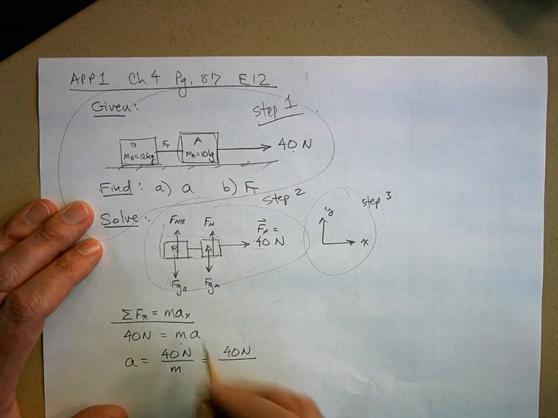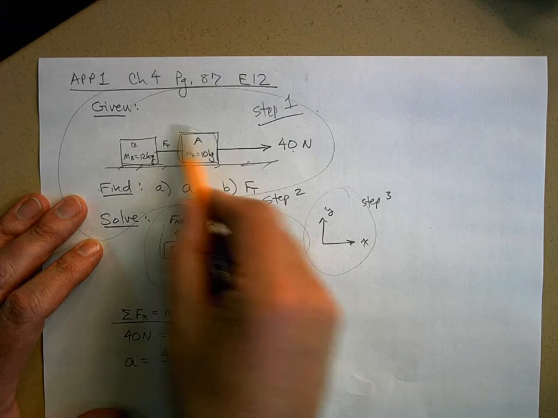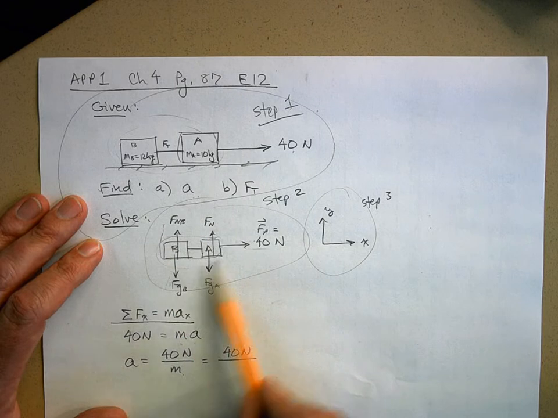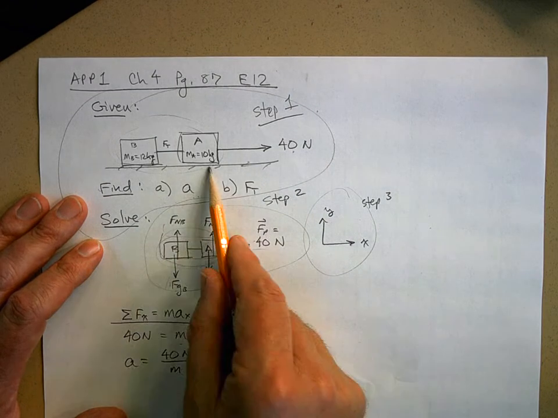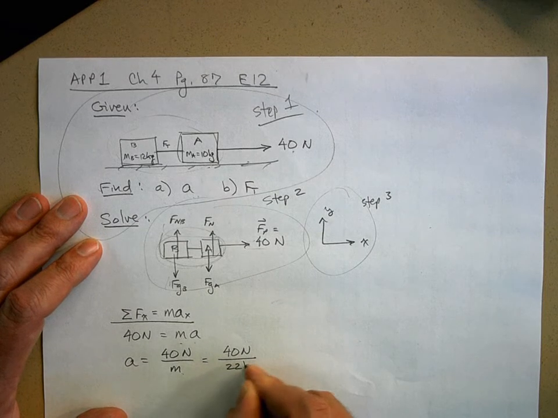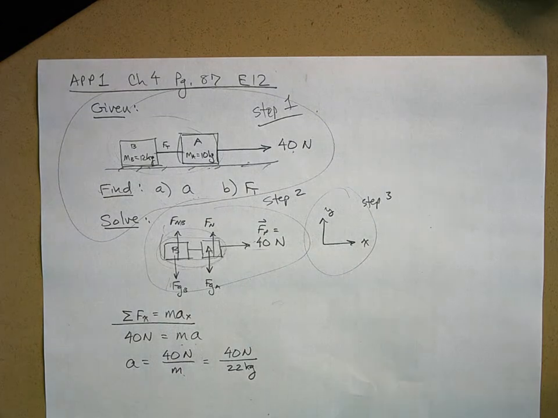All right. What is the mass of this system? Well, this is the mass of everything that's being accelerated in my free body diagram. And all of it is being accelerated. This whole thing is being accelerated with this force. So how much mass is there? Well, 10 kilograms plus 12 kilograms is 22 kilograms. And now I can solve for my unknown.